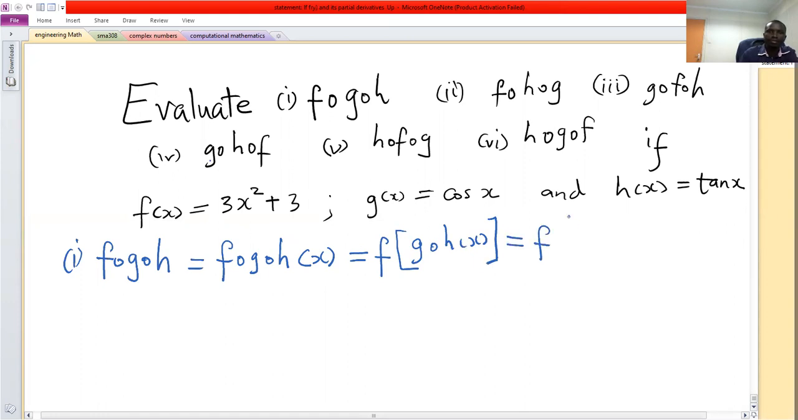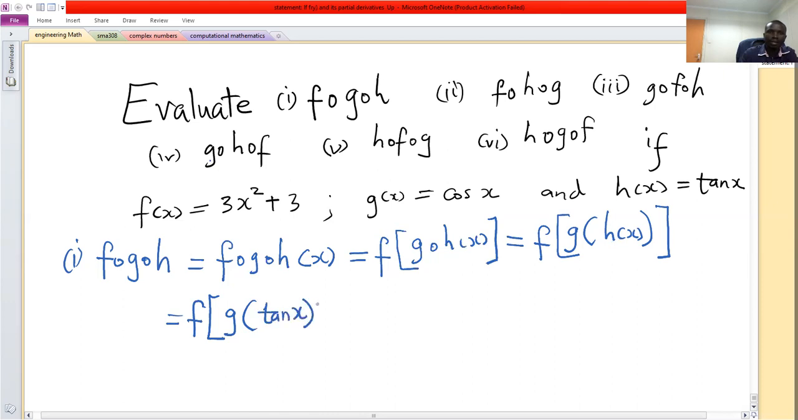So we have f of g of h of x. So that's what we have. Then we just do it step by step. So we'll have f of g, where there's h of x, from the equation, we replace by tan of x. Now we are giving the function g a new input called tan x.